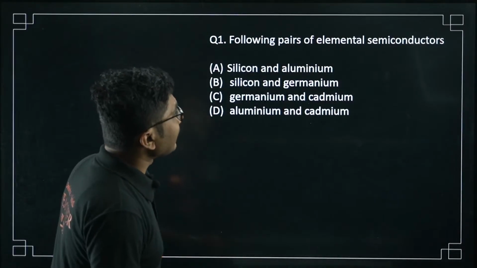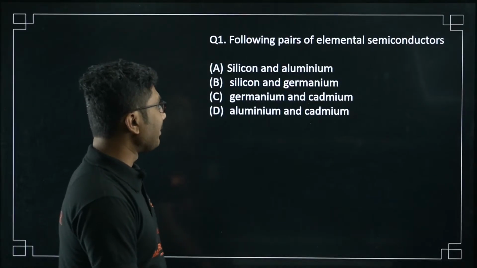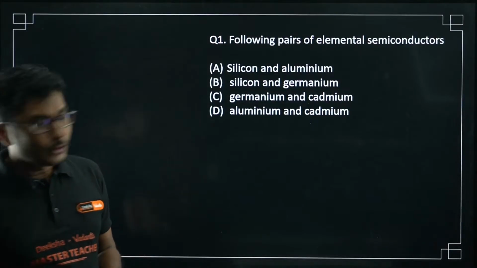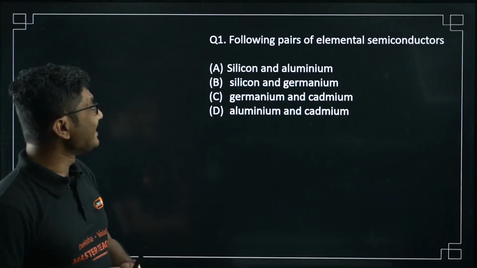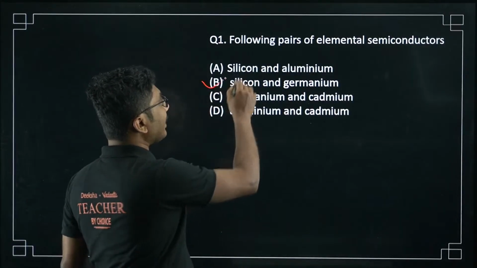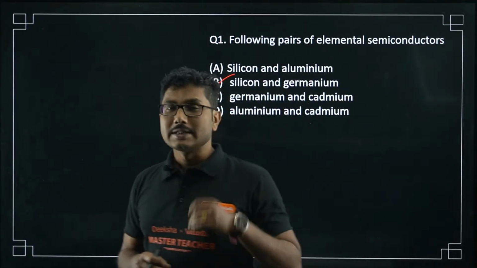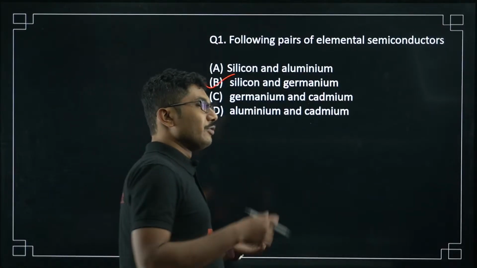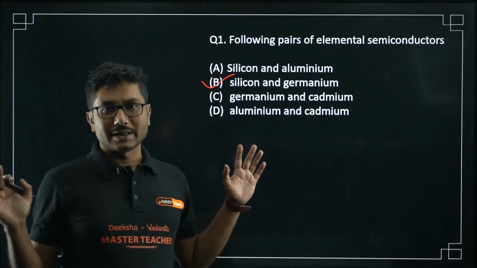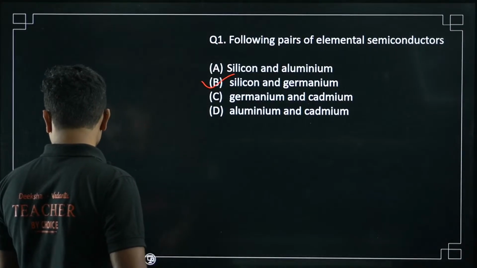Which of the following pairs are elemental semiconductors: silicon and aluminium, silicon and germanium, silicon and cadmium, aluminium and cadmium? Very easy question. Hi Ujjwala. Hi. Answer this question number 1, easy, and you know the rule. Yes, Shagupta, 1B, silicon and germanium are the two elemental semiconductors. There are no other elemental semiconductors. Elemental semiconductor means semiconductors in element form. You know elements and compounds in chemistry, right? There are a lot of compounds in the semiconductor part, but elemental semiconductors are basically silicon and germanium, only two.